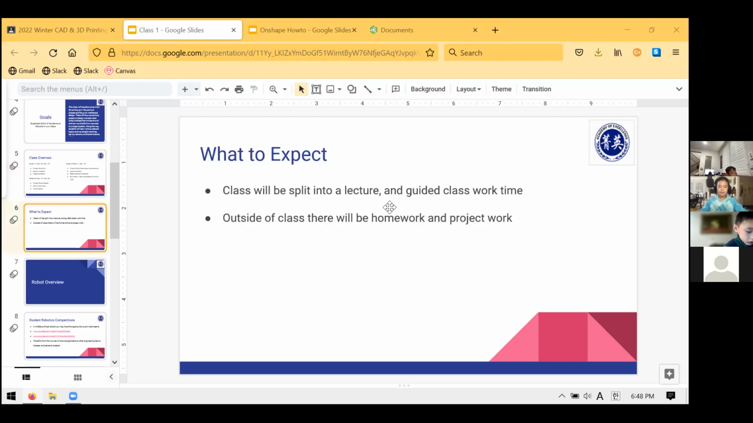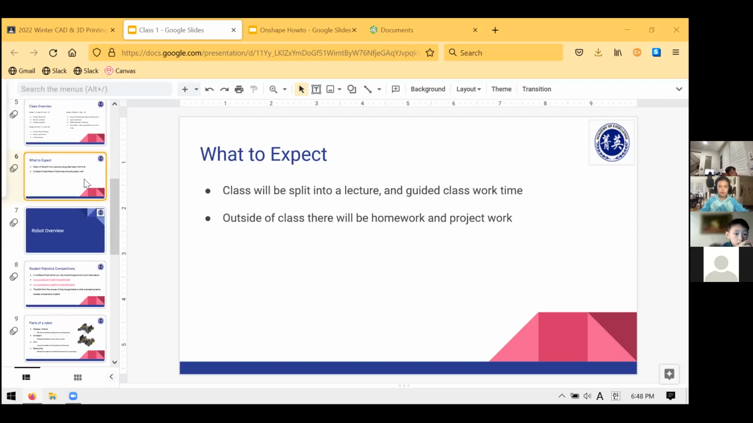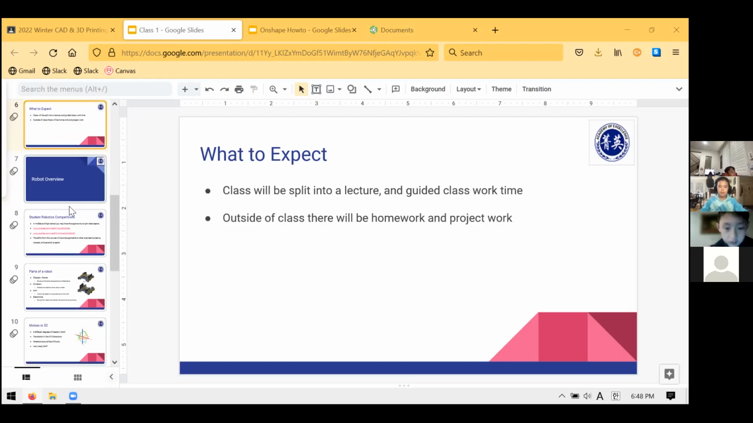In terms of what to expect, every week during the 1-hour session, there'll be a portion where I'm talking at you guys like I am right now. And then after that, there will be some work time where you will individually be working on your CAD in Onshape. And outside of class, there'll be some expectations of some work that I want you to do, just so you can keep your practice up with the CAD, as well as keep up the pace with the projects that we're going to be doing.